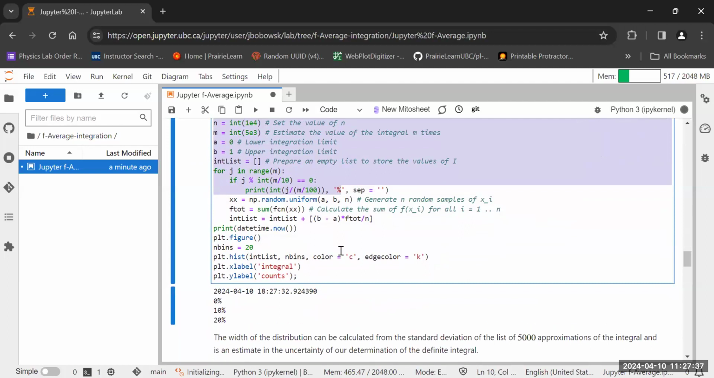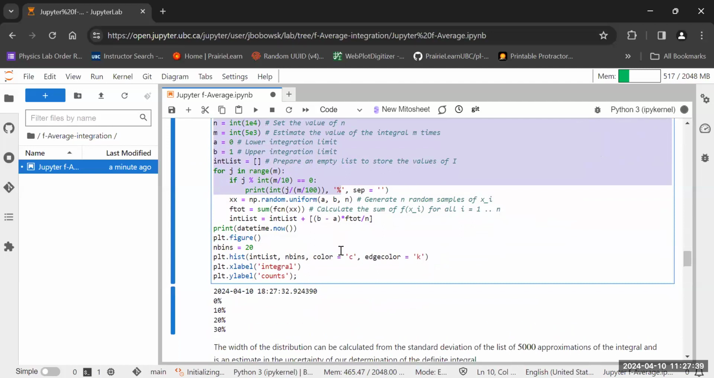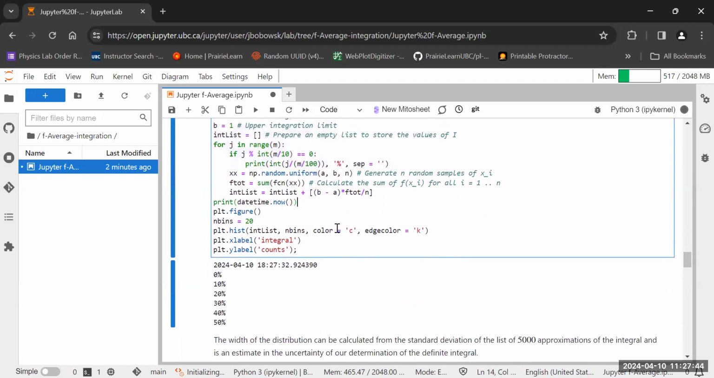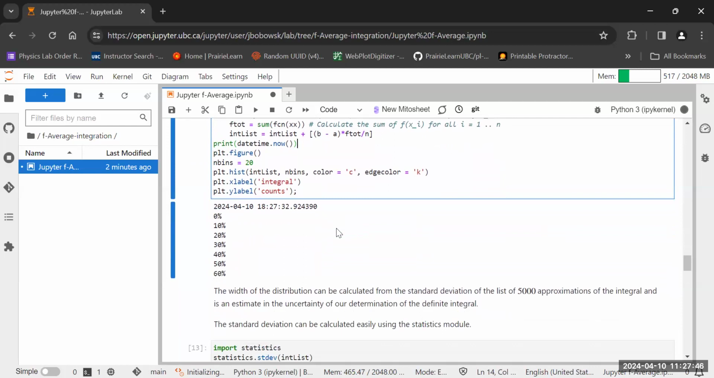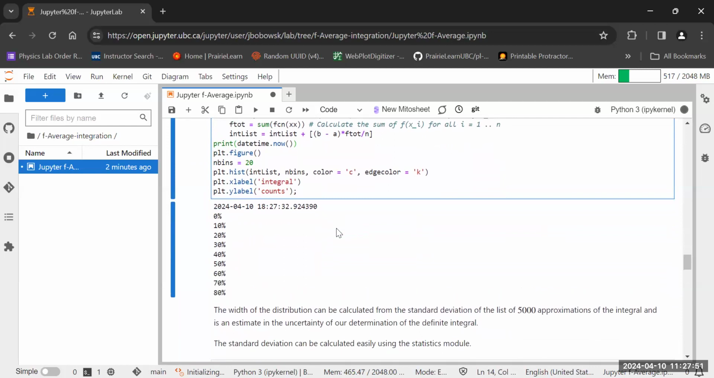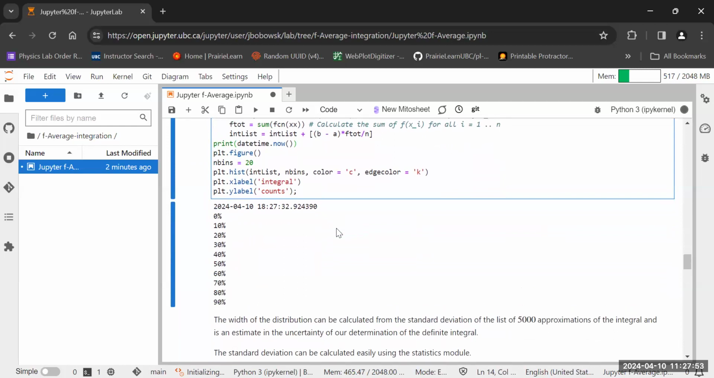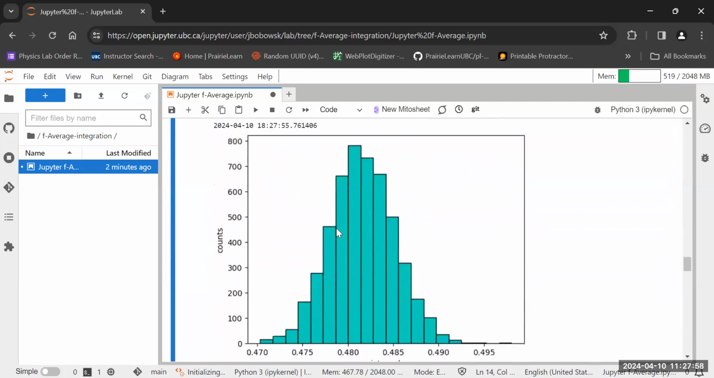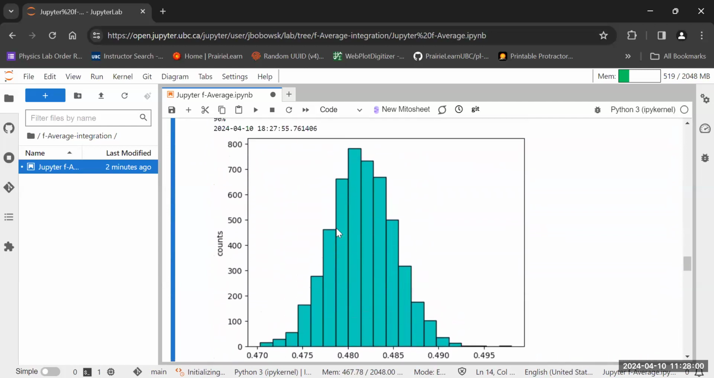So we're 10% done, 20% done. It's going to calculate this integral 10,000 times, and then it'll plot a distribution of the values of the integral. That distribution will hopefully be peaked very close to 0.4816. Let's see if it did. So there's 5,000 entries in this histogram. 0.4816 is around here, and that's right around our peak.